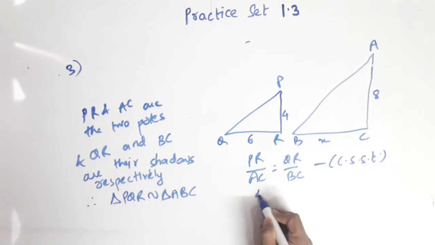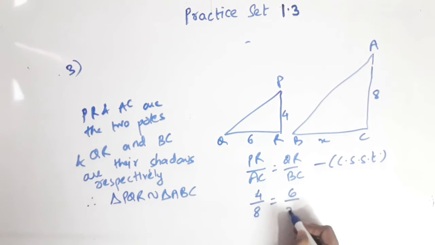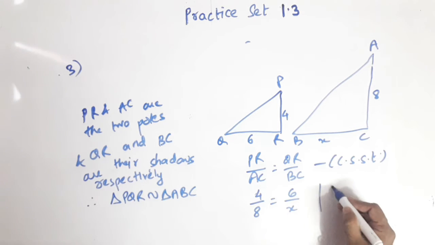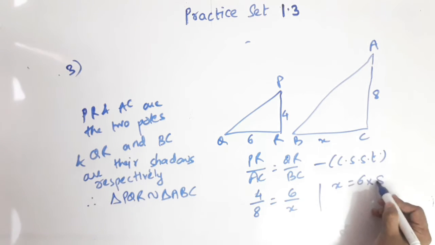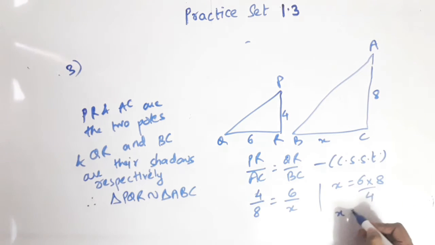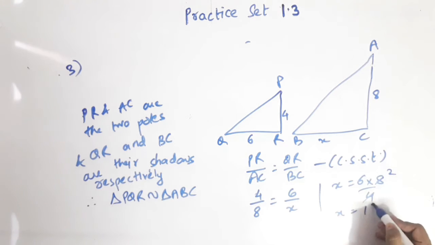Very easy now. PR is 4, AC is 8, QR is 6, BC is X. Cross multiply, X is equal to 6 into 8 by 4. 4 ones are 4, 4 twos are 8. This is 12. X is equal to 12.